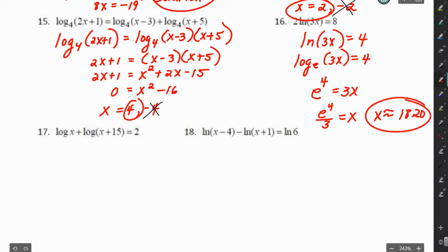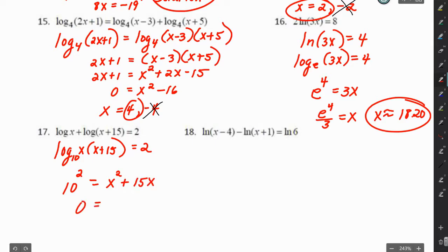All right, last two here. Condense the left side. All right, put it in exponential form. The base is 10. Since nothing's written, we assume it's 10. The base is 10, the exponent is 2, the answer is x squared plus 15x, x times x plus 15.